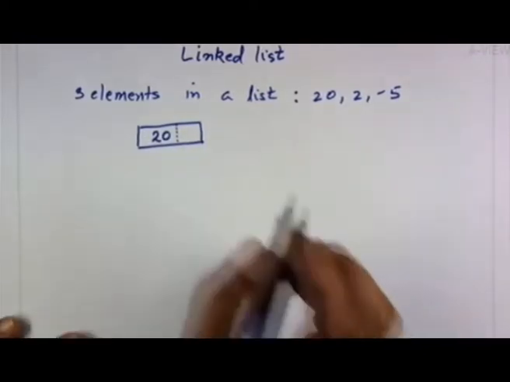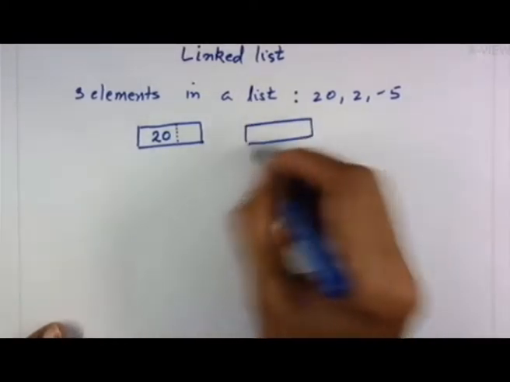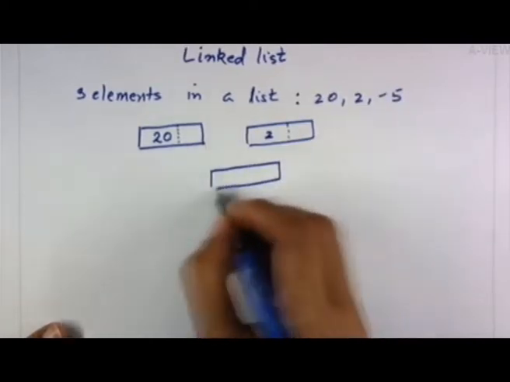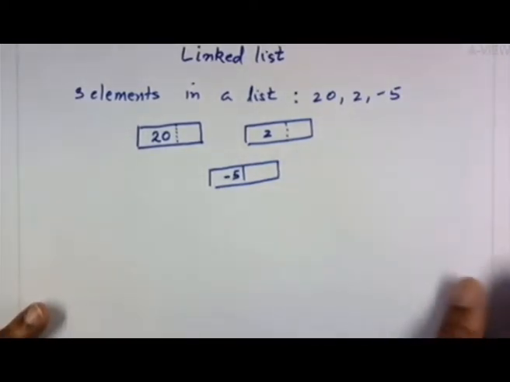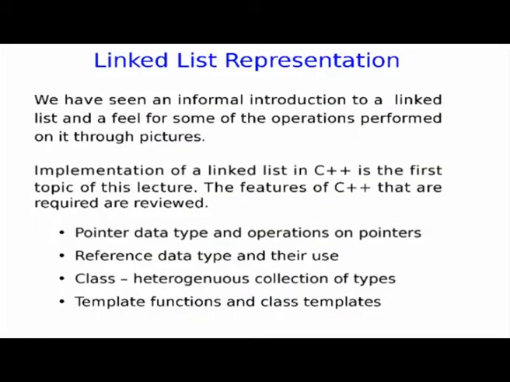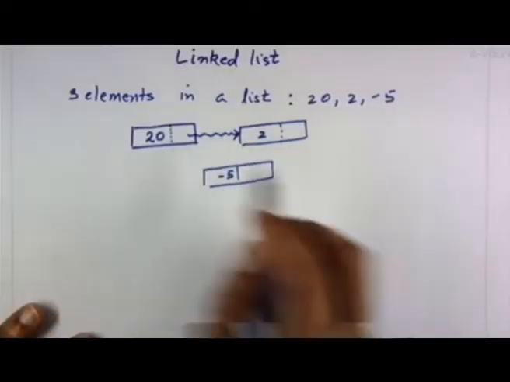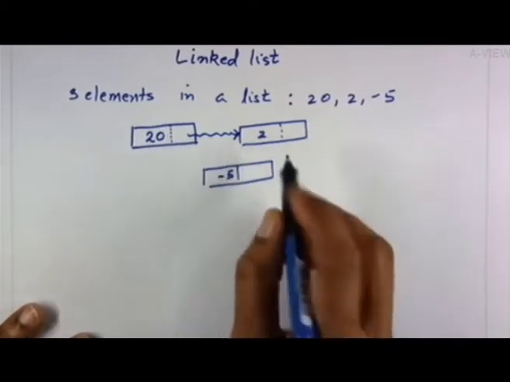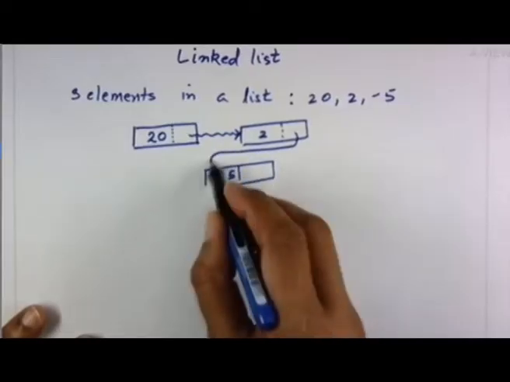So the first box will get the value 20. The second box which I will create should get the value 2, and the third box will get the value -5. However, we need to connect them, right? The first element is 20, the next element is 2. So conceptually or visually we connect them by drawing an arrow from the second compartment of box 1 to the first compartment of box 2. Similarly, since -5 follows 2, I will draw an arrow like this.